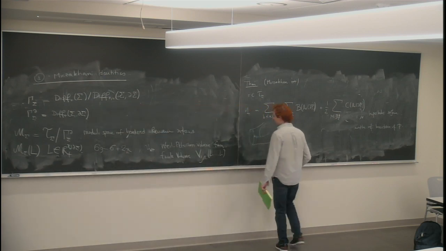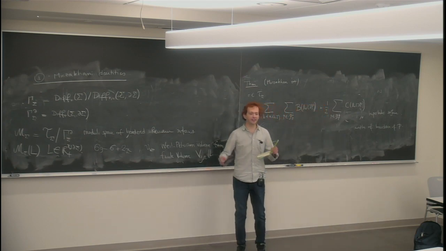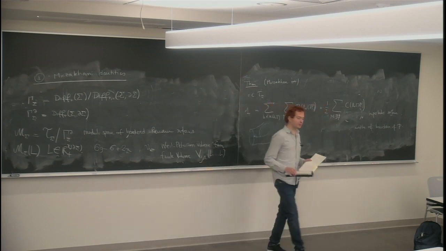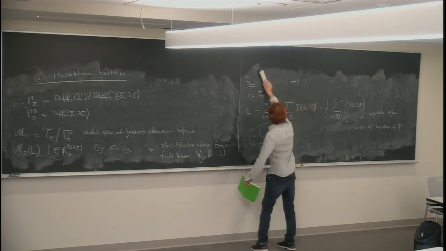So for low topology, you can actually explicitly compute this volume form and try to integrate it in a fundamental domain of the Teichmueller space and get these volumes. For example, that's what Penner did in a few cases.